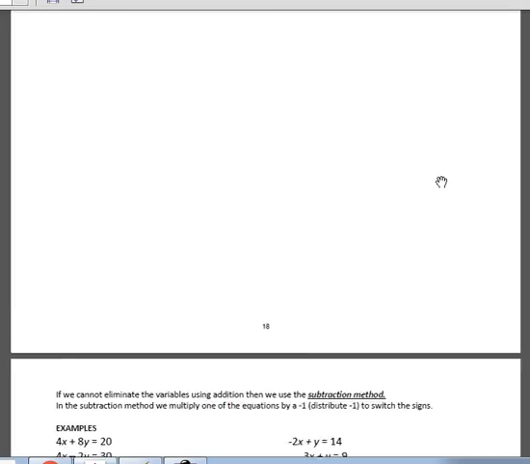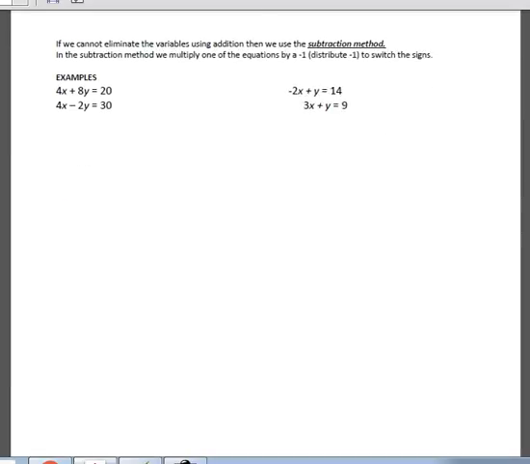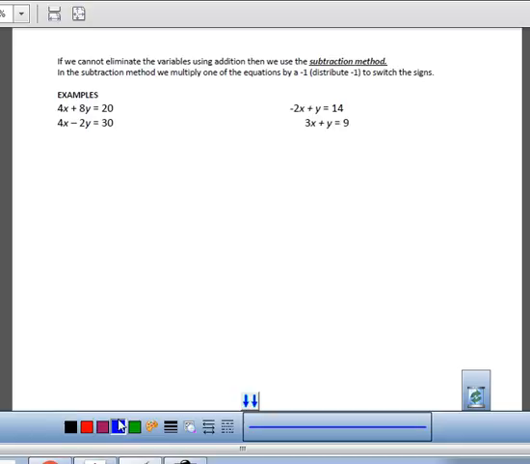Alright? So let's go ahead and take a look at page 19 so we can do the other strategy, or the other situation, which is the subtraction method. And remember, this is going to be 5 steps.